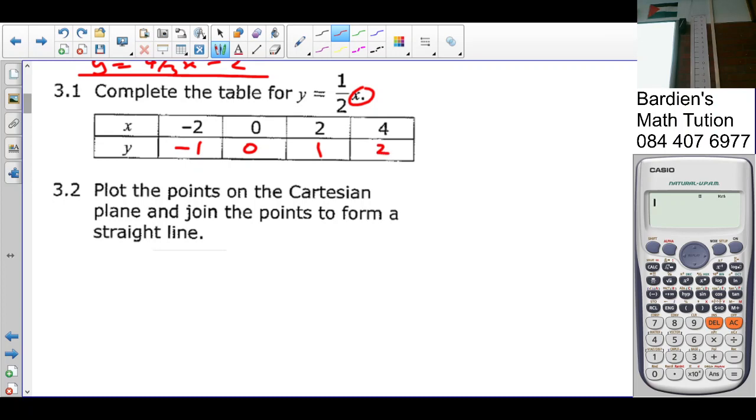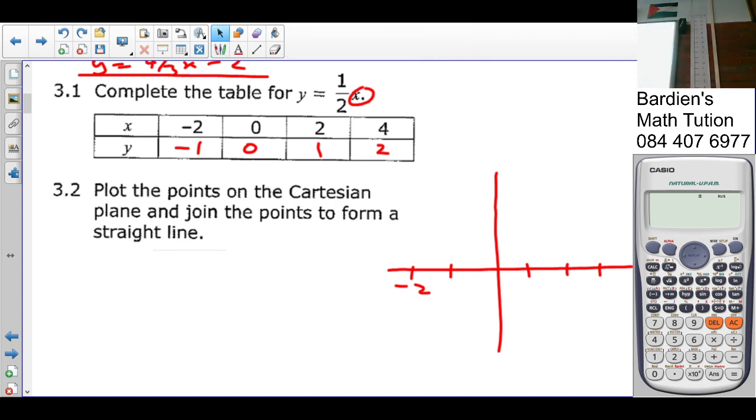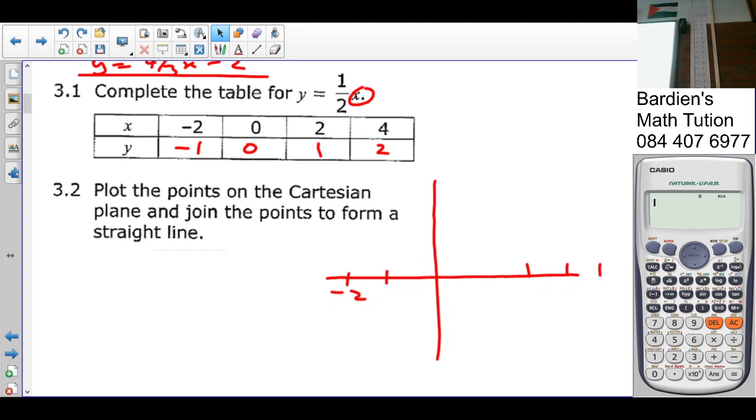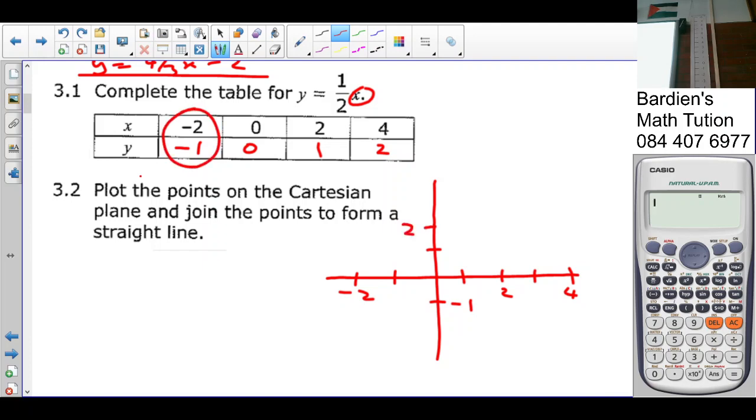Plot the points on the Cartesian plane and join the points forming a straight line. So that would give us minus 1, minus 2, 1, 2, 3, 4. The last one has been cut off. Then minus 1, 0, 1, 2. So if we plot, this becomes a coordinate of negative 2 and negative 1, which is there.